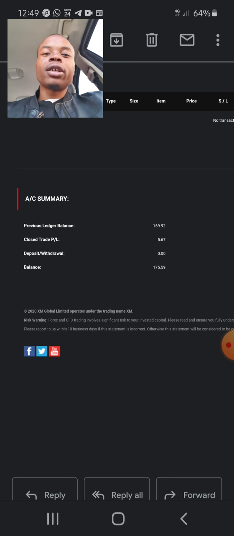Then the balance now, so that's $169 plus close profit $5.67. The balance is $175. That's the money that is running now. So that's the floating profit, $63.80. Then the total credit facility, you know what it is. Then equity is $315. You see. So that's what it is.